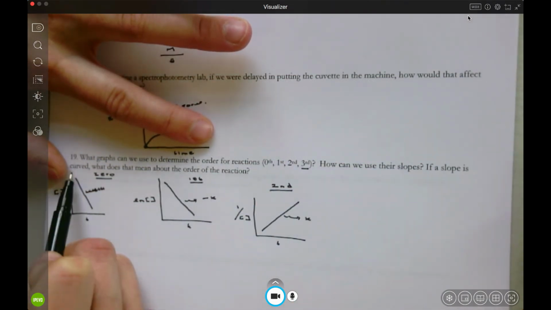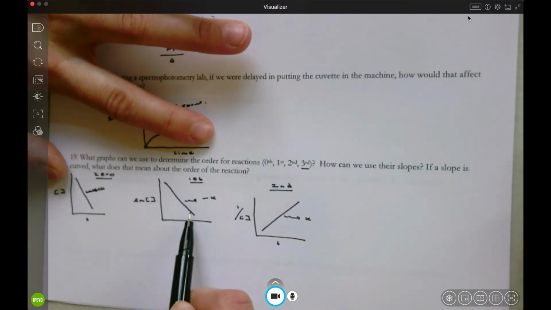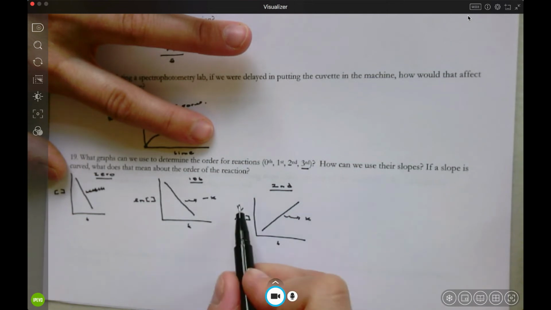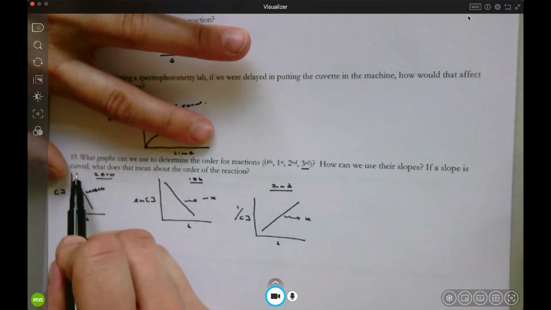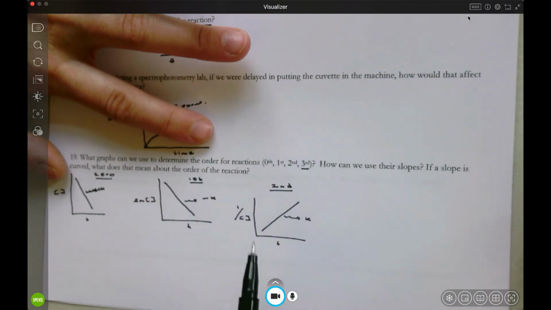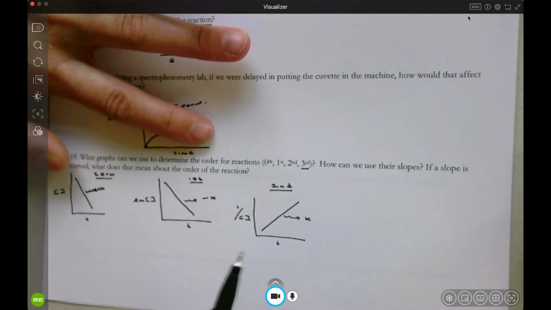Concentration versus time, negative linear slope. ln versus time, negative linear slope, then it's first order. 1 over concentration versus time, positive linear slope, it's second order. If it's curved for any of these, it just tells you it's not zero order, not first order, not second order. You can't use a curved slope to try and determine the order of a reaction.